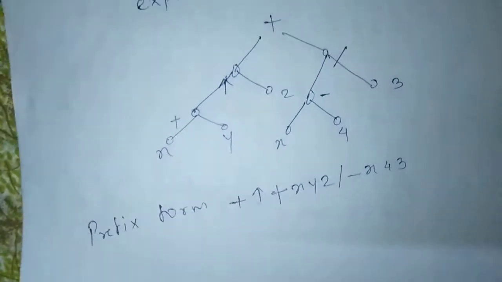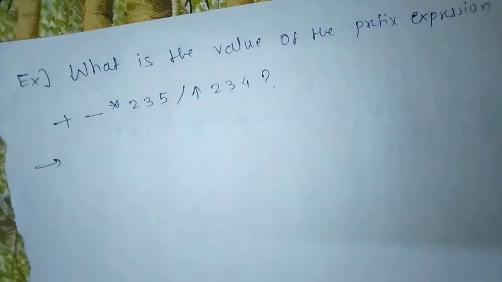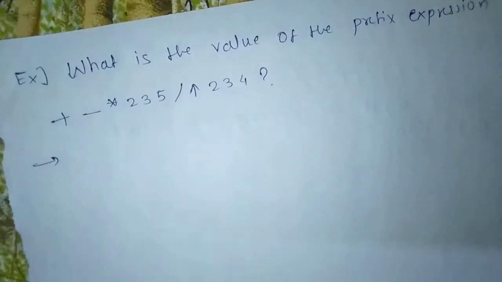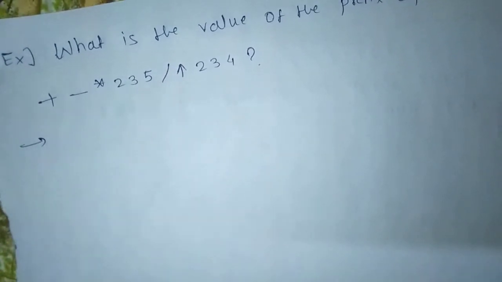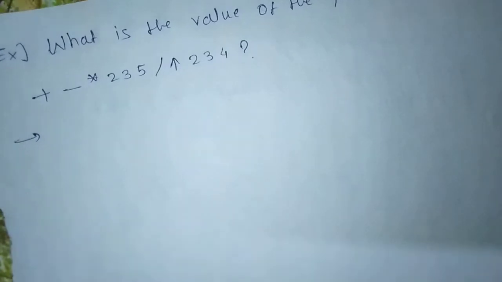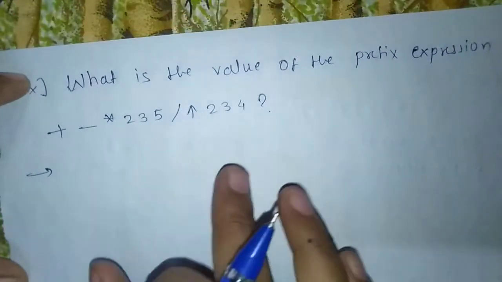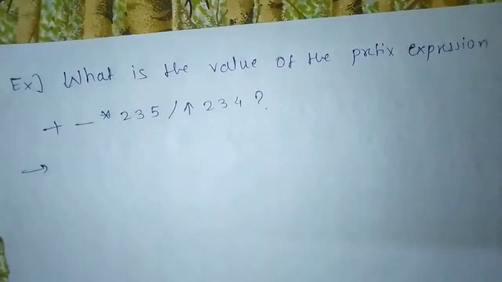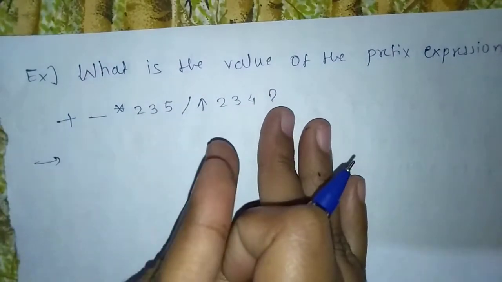Now next example, what is the value of the prefix expression? Now this is the prefix expression, and in Polish notation there is one node: first solve exponential, next solve division, next solve multiplication, next addition, and subtraction. And also here is a hint: for the prefix form we travel right to left. To find the order we travel left to right. To find the value we travel right to left.